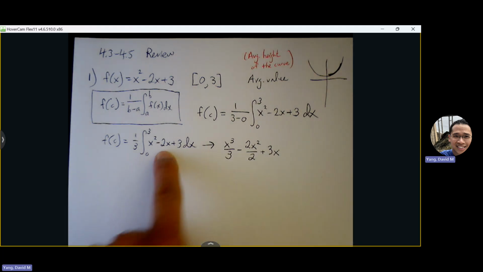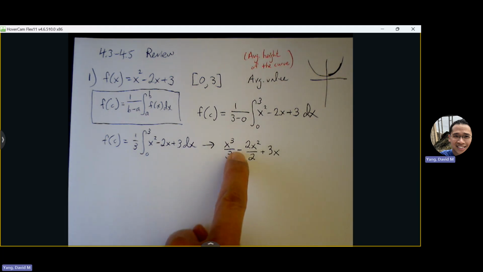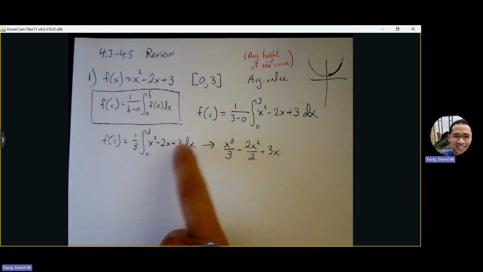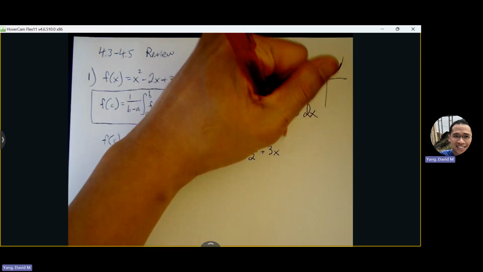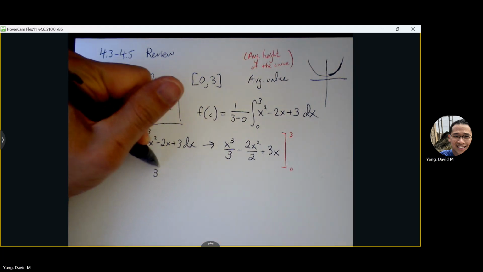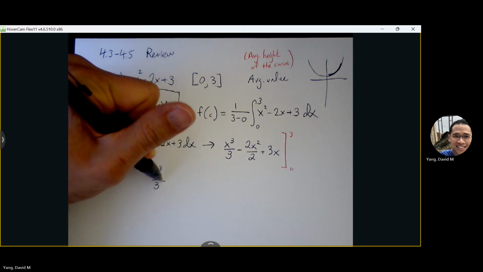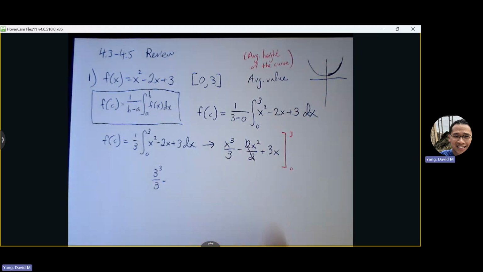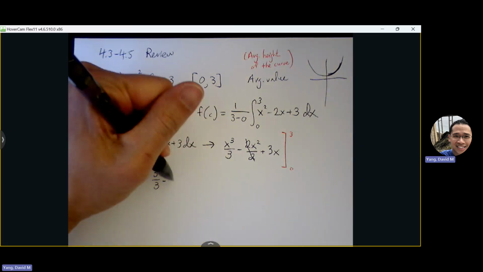So we've converted lowercase f to uppercase F. That's basically applying the first theorem here. And then we can now plug in our upper and lower bounds. Upper bound first. I'm going to do some cleanup here. The 2's can cancel out.